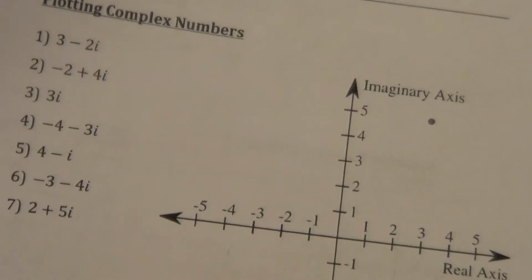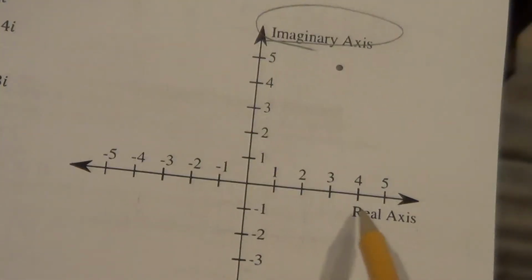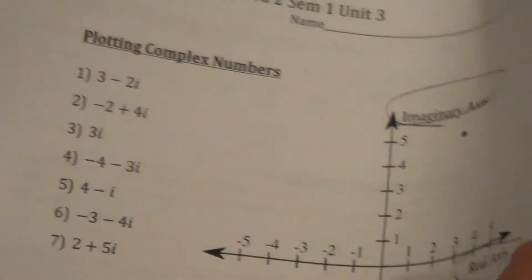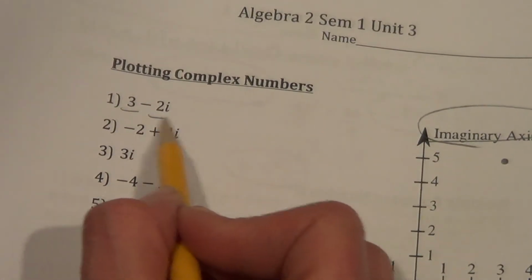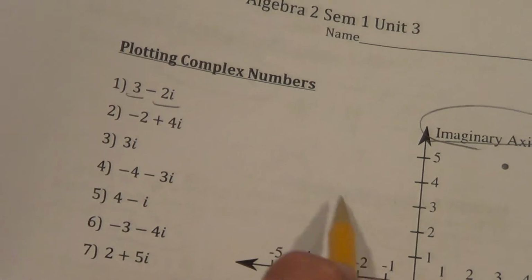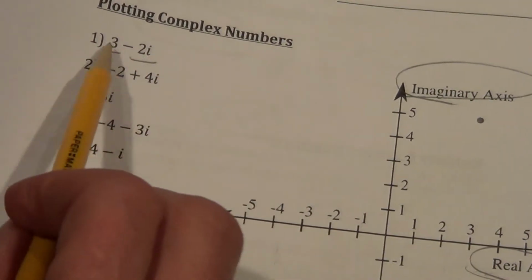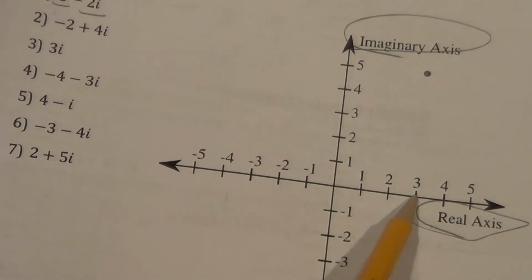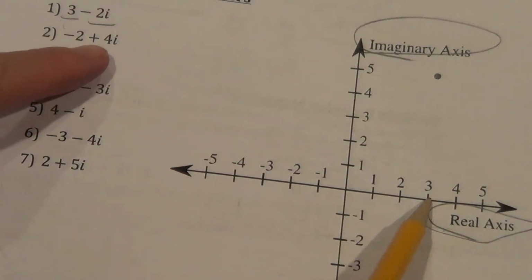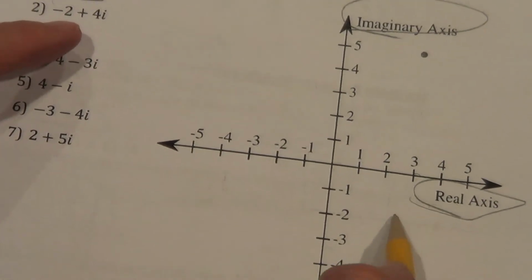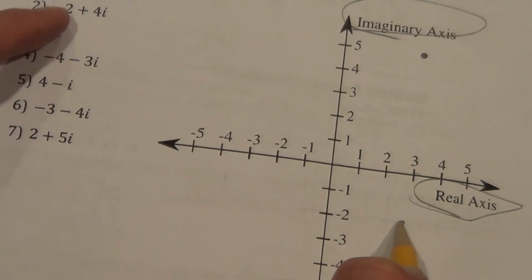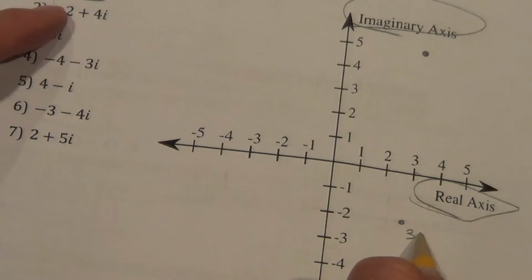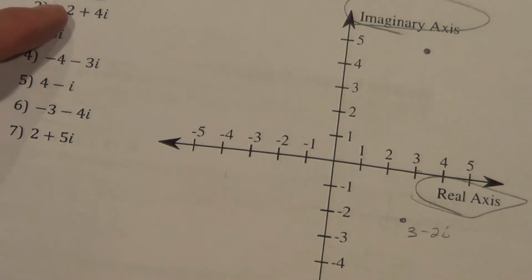Next thing we're going to do is plot complex numbers on a graph. All that you need to remember: this is your imaginary axis, this is your real axis, this is your real number, and this is your imaginary number. It's just like your coordinate grids before. So 3 would be on the x-axis. We come over to 3, and then it's a negative 2i. So we come down, negative 2i. And then go ahead and label 3 minus 2i.